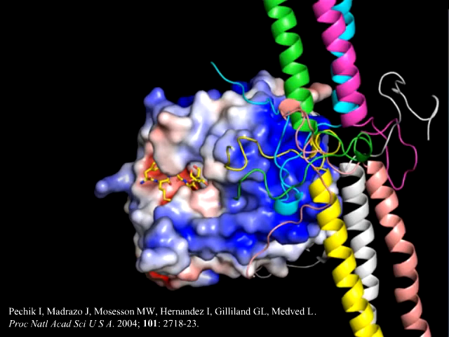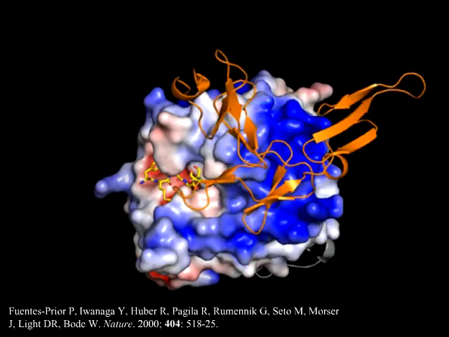This site also binds the E domain of fibrinogen, and it also binds to thrombomodulin. And even though it's a basic site, it's also highly hydrophobic, and so most of the energy of the binding is provided by hydrophobic interactions.